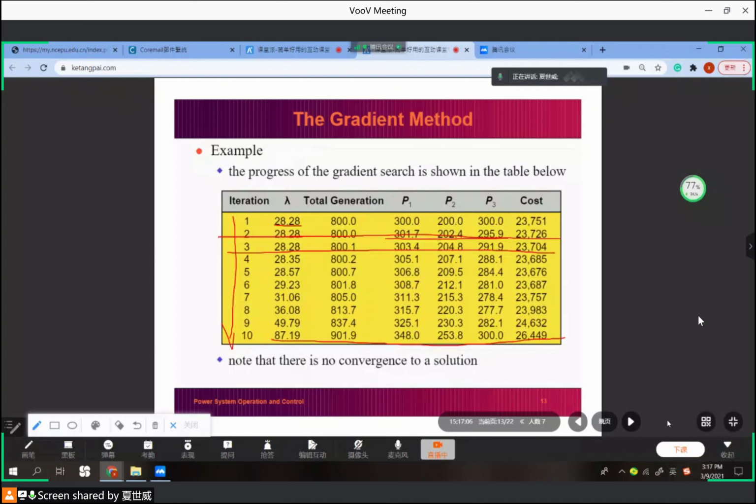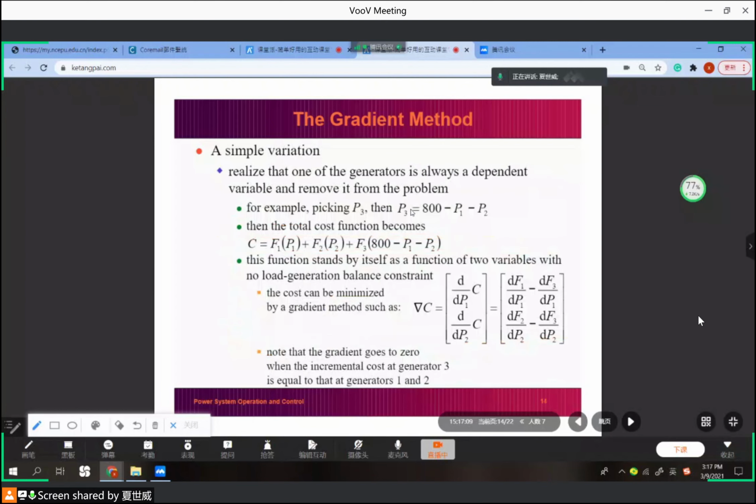So there is always a dependent relationship between P1, P2, and P3. How to solve the convergence issue? We just use P1 and P2 to express P3 based on the power demand and generation balance equation. So, for example, we pick 3. That means we use P1 and P2 to express P3. Then we will get P3 equals 800 minus P1 minus P2. Then based on this, we will get the total cost as this. The P1 and P2 terms are the same as the previous, and this is P3, so we will get F3 of 800 minus P1 minus P2.